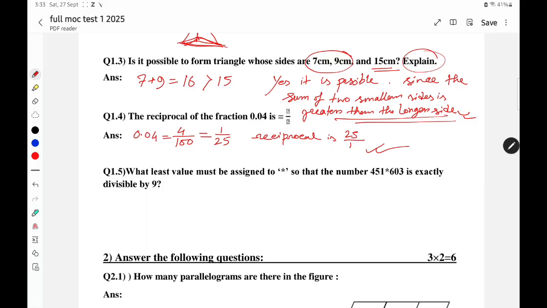What least value must be assigned to star so that the number 451 star 0 is exactly divisible by 9? So you know the rules. We have to know the rules of divisibility of 9. What is the rule? The sum of the digits should be divisible by 9. So here I see that the sum is 4 plus 5 is 9, 9 plus 1 is 10, 10 plus 9 is 19 plus star.